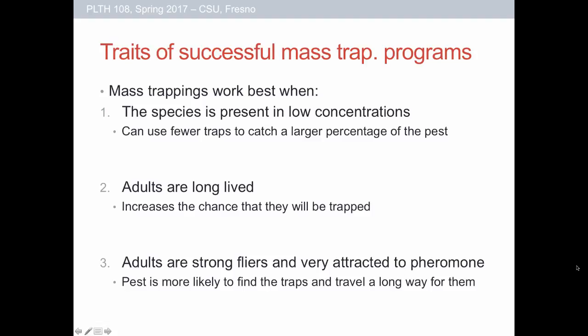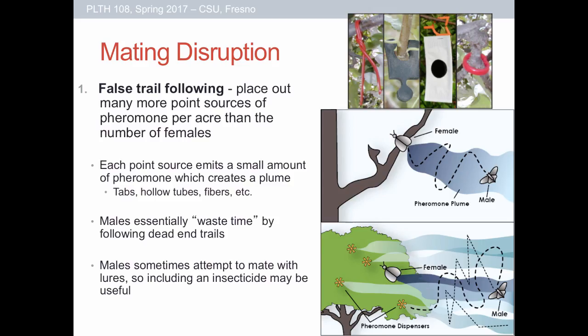You also need adults that are very strong flyers and have a pheromone that they orient towards. Again, for the same reason: you need them to be able to travel all the way to the bucket to get caught. If they aren't strong flyers, they won't make it. Similarly, if there's no pheromone, then what are you even doing? It doesn't make sense.